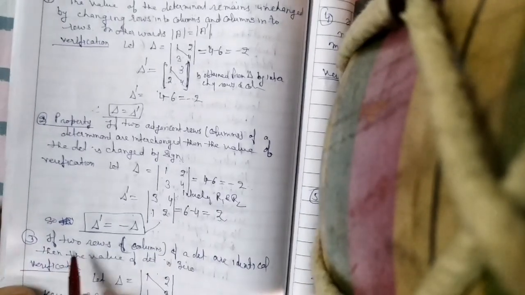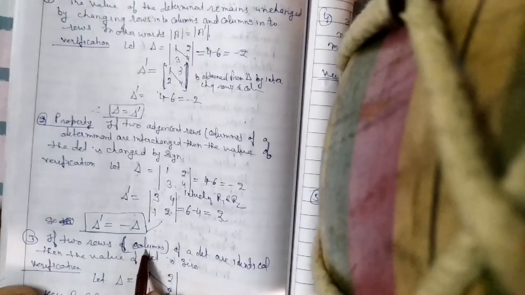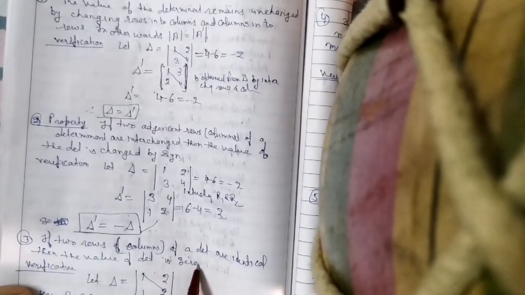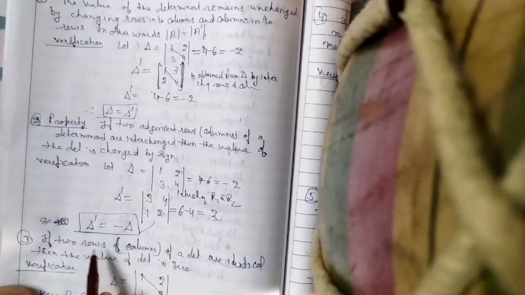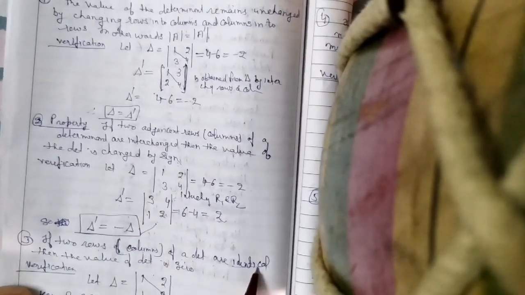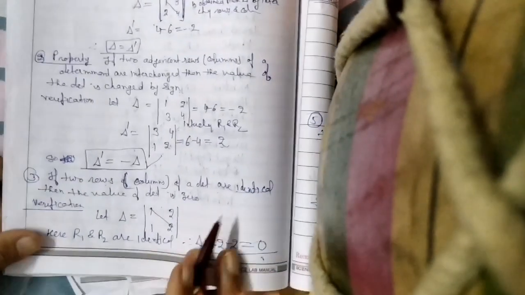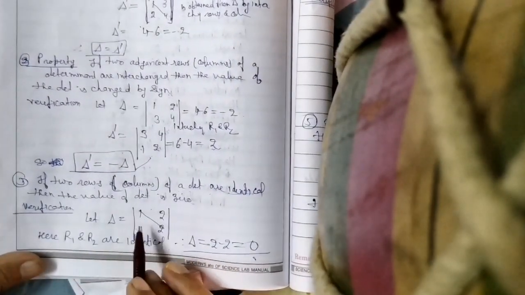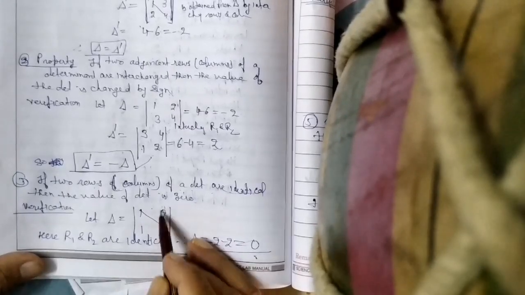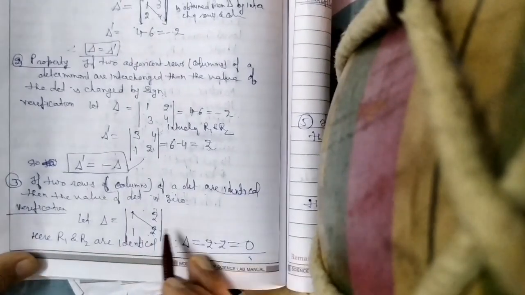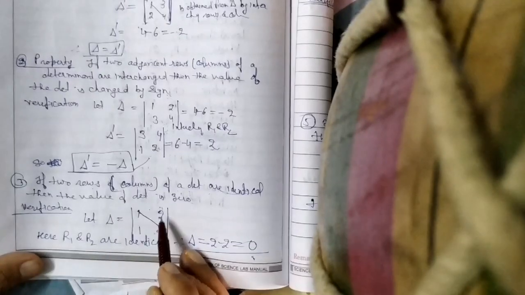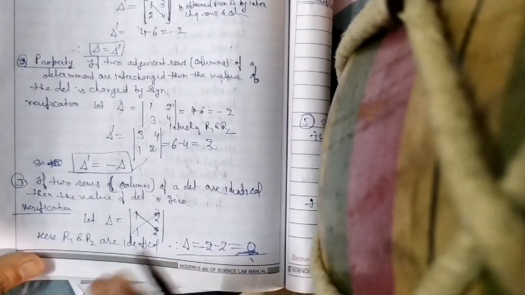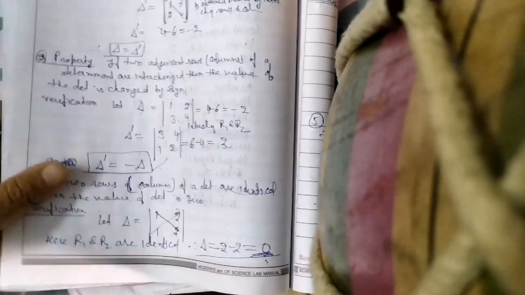The third property is, if two rows or columns of a determinant are identical, then the value of the determinant is 0. Very important. Verification. Let delta equal 1 2 1 2. Here R1 and R2 are the same, identical. So delta equals 1 into 2, minus 2 into 1, equal to 0. The value of the determinant is 0. It is also the same in the 3 by 3 matrix.